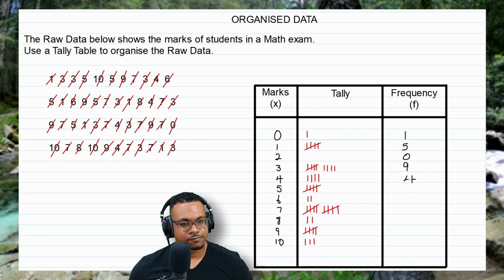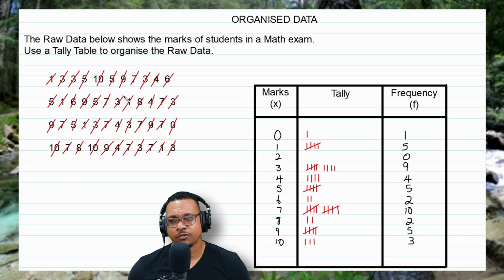This will be 4. This will be 5. This will be 2. This will be 5 plus 5, which is 10. This will be 2. This will be 5. And this will be 3.